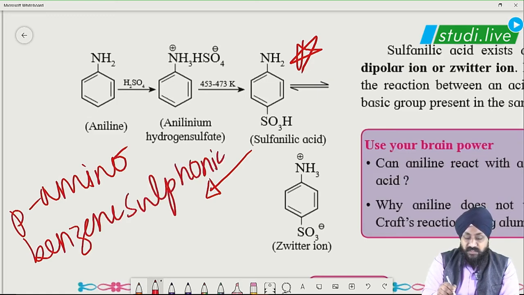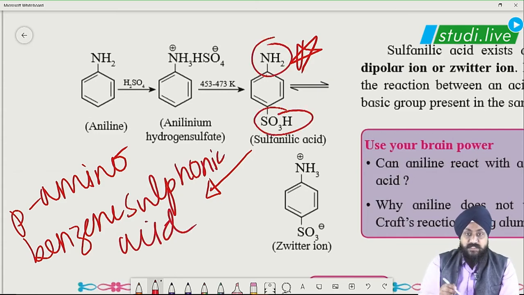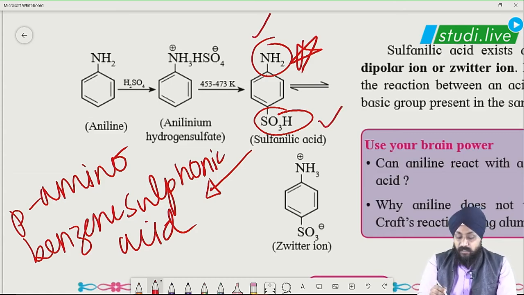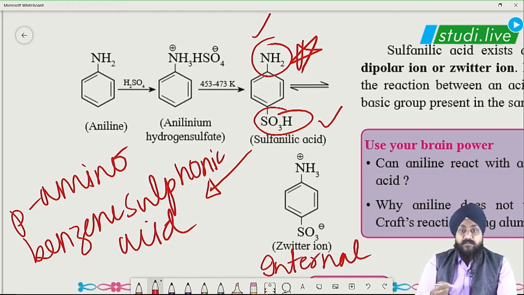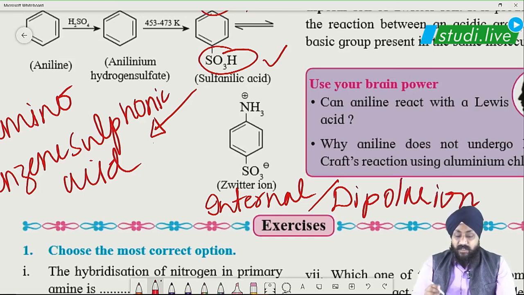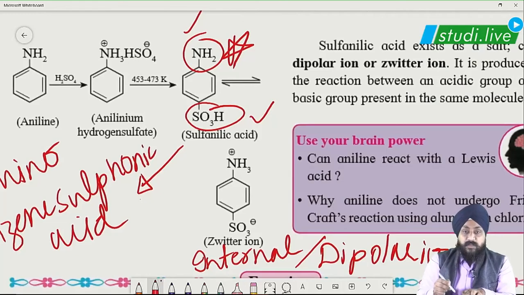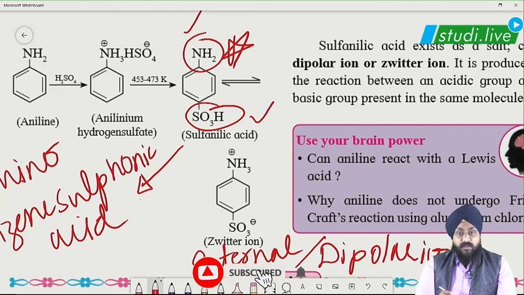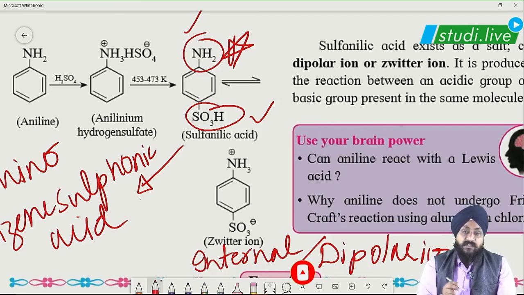Now students, due to the presence of both acidic and basic groups, it can form an internal salt. See, this is going to be your internal salt, which is called a zwitter ion. You may even call it a dipolar ion, students. Here this H is moving toward this one. So this is ammonium and this is your SO3 minus, sulfonate, and then there is ammonium.